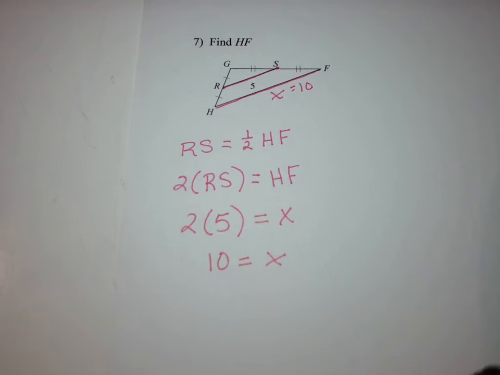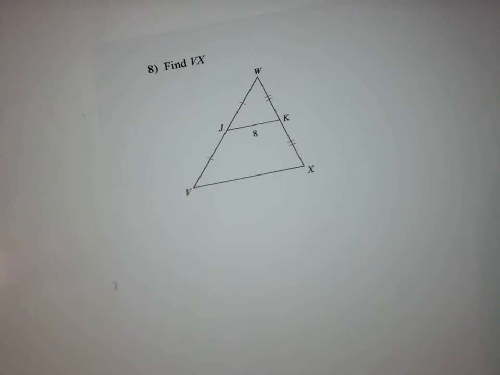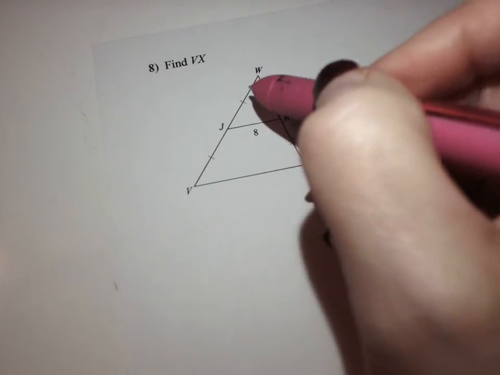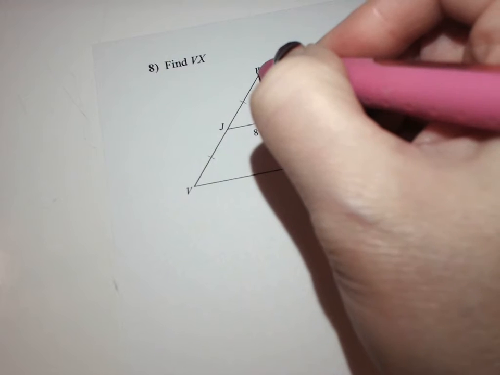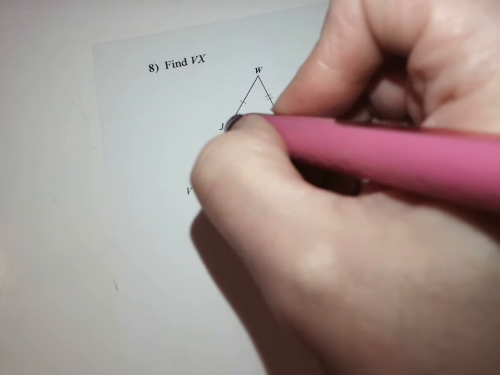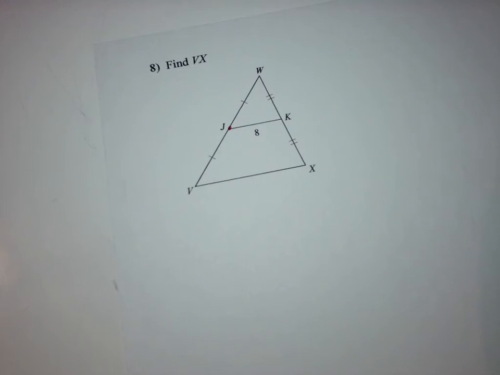Okay, so let's try another one. We have to make sure that our sides once again are congruent to themselves. We have this line right here, we have VW, and our midpoint is J.